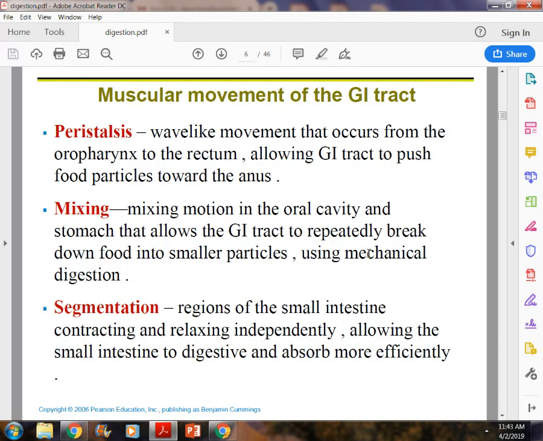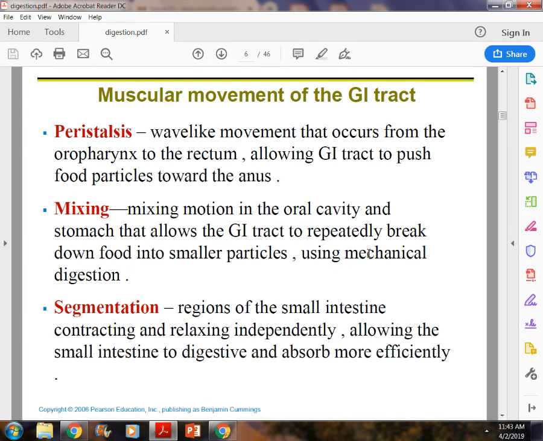The muscular portion, or the movement in the GI system, happens in three different ways. Peristalsis is one we talked about. That happens from the esophagus to the stomach, and it also happens in the rectum for a bowel movement. That's where we are basically moving food or moving undigested particles, either from the mouth to the stomach via peristalsis, or from the rectum to the anus so that we may defecate and eliminate waste products.